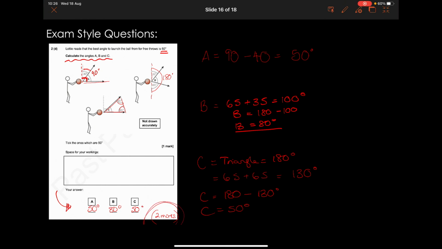So you've got your 2 marks down there for working those out, but then it says to tick the ones which are 50 degrees. So we can tick C and we can tick A, because A is 50 and C was 50. So well done if you got those right.